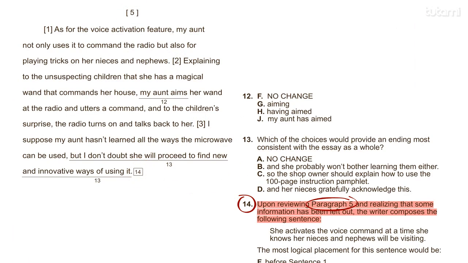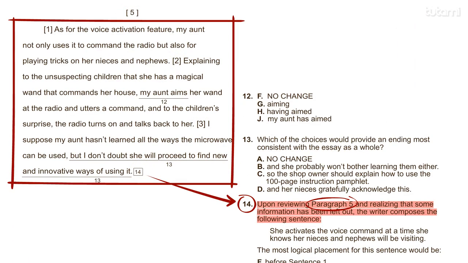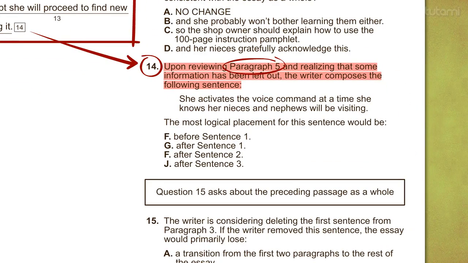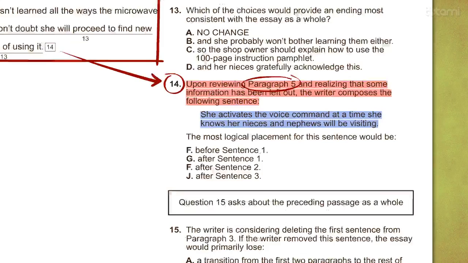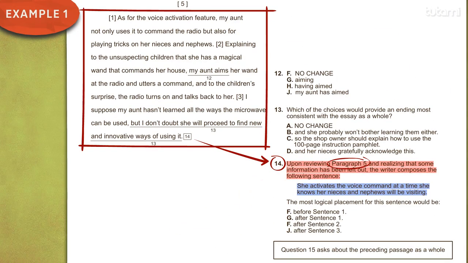The first thing we need to do in this situation would be to take reference of the entire paragraph 5 here. What we need to do first is see what kind of sentence we're dealing with. So let's read. She activates the voice command at a time she knows her nieces and nephews will be visiting. Clearly, this statement is in anticipation of the kids arriving. Sentence 2 already has the aunt explaining to the unsuspecting children that she has a magical wand.